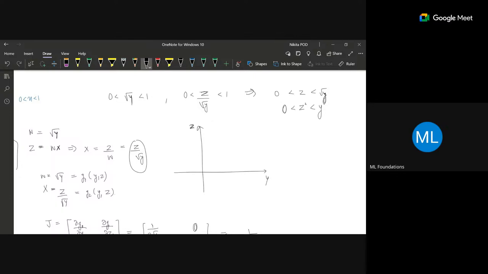It will be an upward parabola. This is how it will look, and z is between 0 and root y, so this part will not be there. So you have z square equal y, so z varies from 0 to root y, right? And y is varying from 0 to 1. So this is what the figure will look like, I guess.